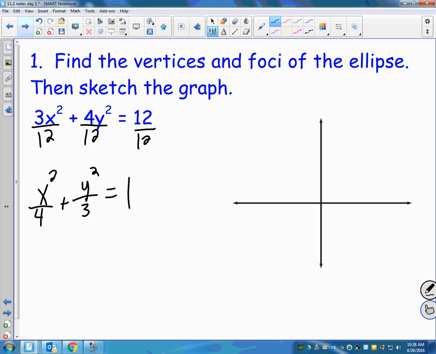So just looking at this, these are some things we should be able to say. Because there's nothing added and subtracted on the top, this is going to be the one where the center is at 0, 0. Should this one be longer horizontally or vertically? Horizontally, because 4 is bigger than 3. Yes? So this is a squared, and this is b squared. So I know here that a equals 2, and b equals the square root of 3. That's true.